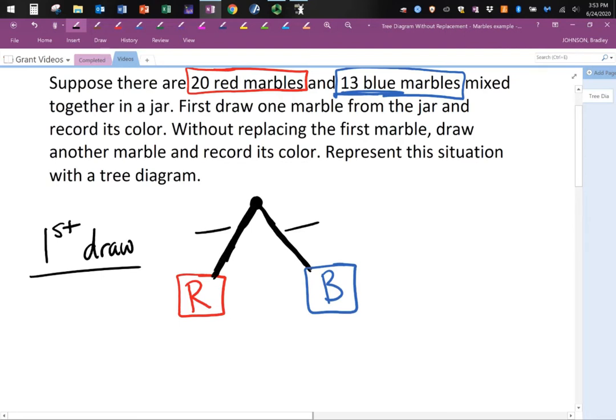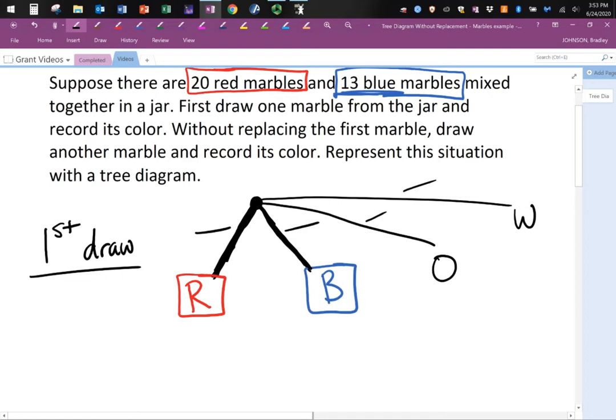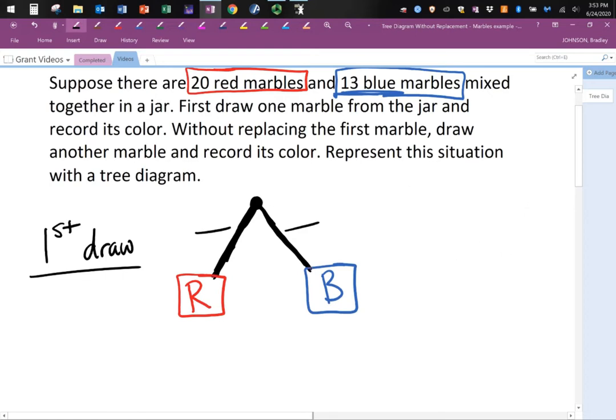Now, what if we had red, blue, and then orange? Well, then there would be another branch. What if we had red, blue, orange, and then white marbles? Well, then we would build another branch, and we would just have more probabilities. So in this example, we'll just have two. We'll try to keep it simple.